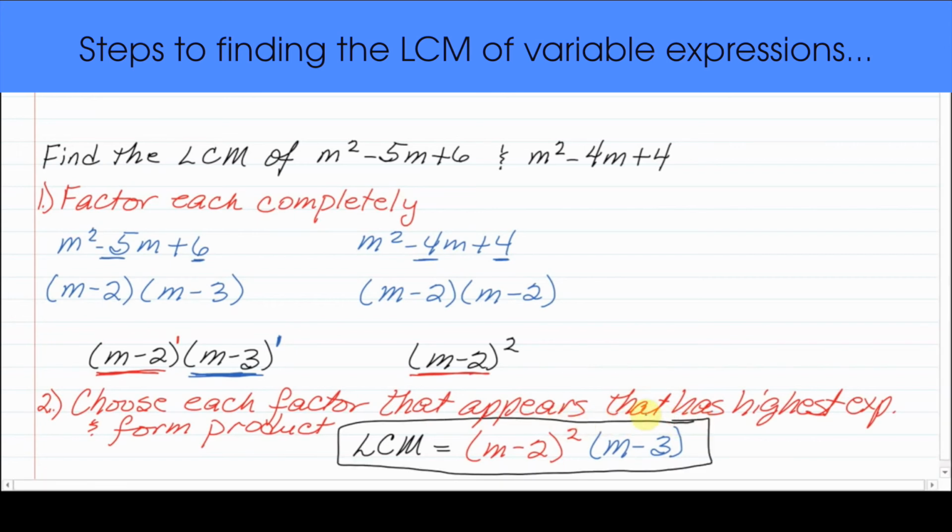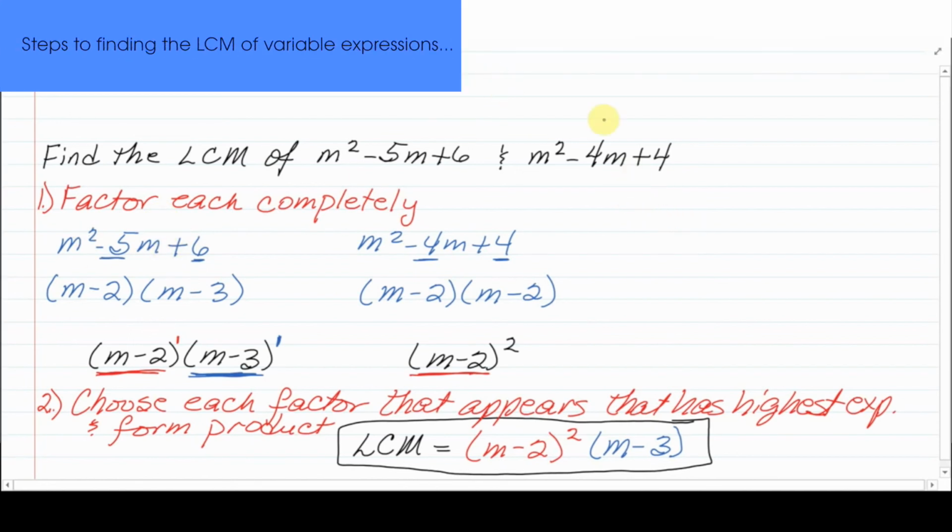And no need to multiply that out. To put this in perspective, when would I use this? I would use this if I had a rational expression that had a denominator of m squared minus 5m plus 6, and I want to add it to a rational expression that had a denominator of m squared minus 4m plus 4. Then my least common denominator would be m minus 2 squared times m minus 3.